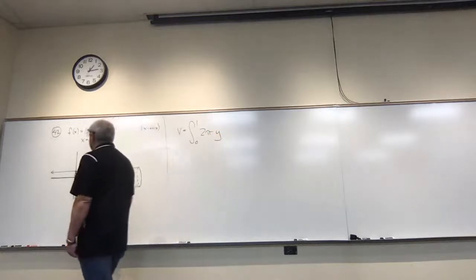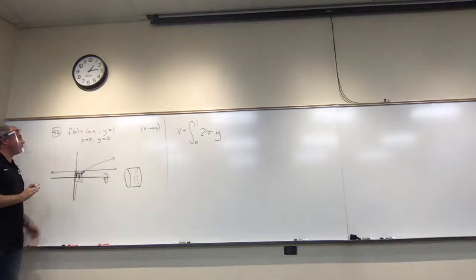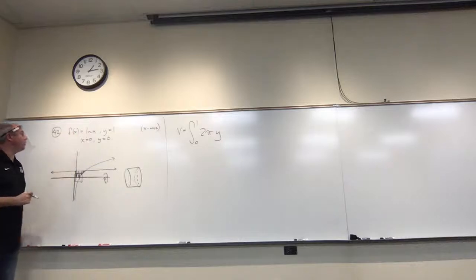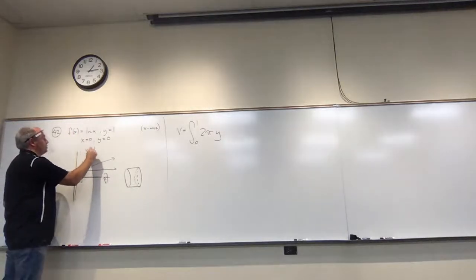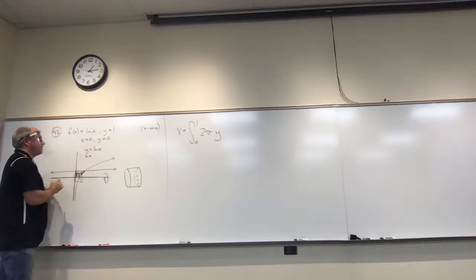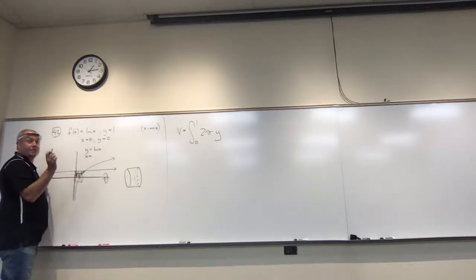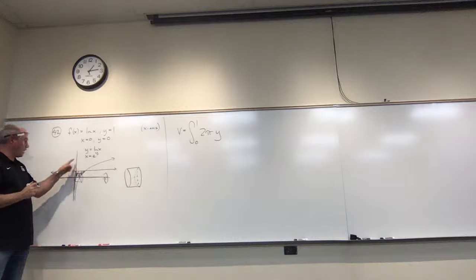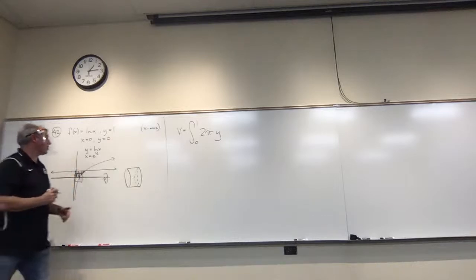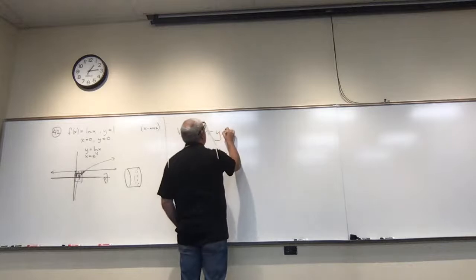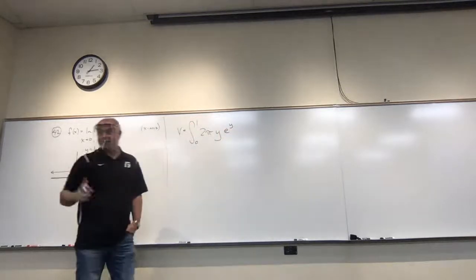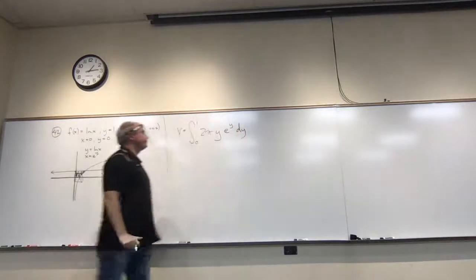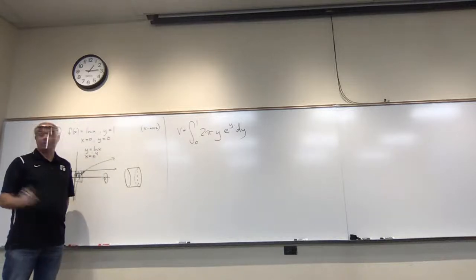And then I get h, which is the top function minus the bottom function, but it needs to be in terms of y. This function, y equals ln x, is the same as x equals what? What was that? E to the y. Very good. It's e to the y. So this is x equals e to the y. This is x equals 0. So I just put in here as the height is e to the y, or e to the y minus 0. But I think that that's going to get the job done. dy.